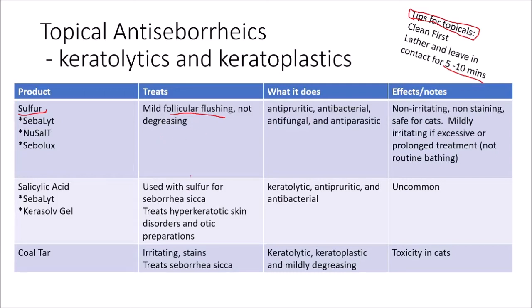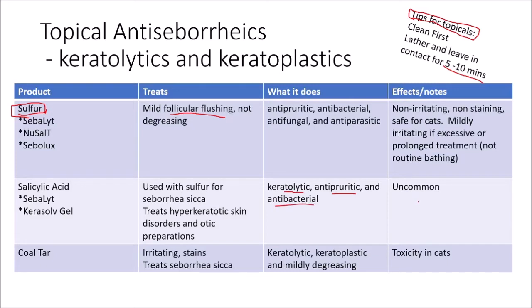Salicylic acid, like Sebolite or Kerasol gel, is used with sulfur for seborrhea sicca, which is dry seborrhea flakes. It also treats hyperkeratotic skin, skin that produces a lot of dead skin cells, and it's also used in otic preparations. By the way, if you haven't guessed, the sulfur products do smell like sulfur, so they're not pleasant. The salicylic acid, when used with the sulfur products, is typically keratolytic, antipruritic, and antibacterial. We don't often see any problems with cats and any side effects.